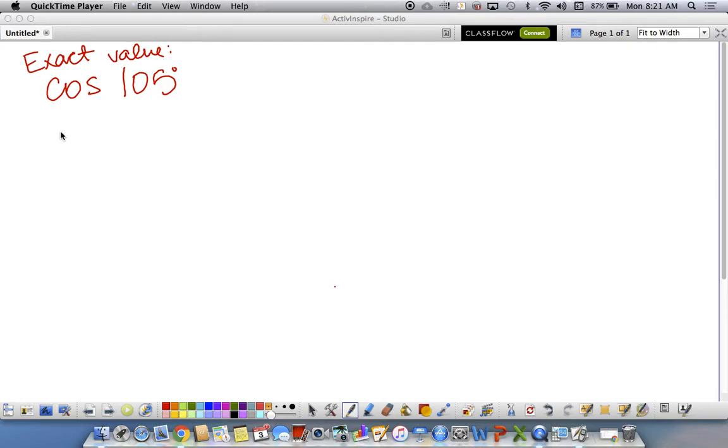All right, what was our equation for cosine? Or actually, first, what can we rewrite cosine 105 degrees as? Could we rewrite it as cosine 60 plus 45? Or 45 plus 60, that order doesn't matter. Okay? So cosine 60 plus 45, how does that break down? What is cosine A plus B?